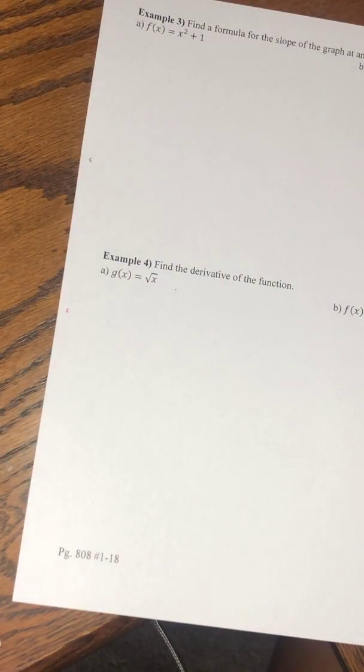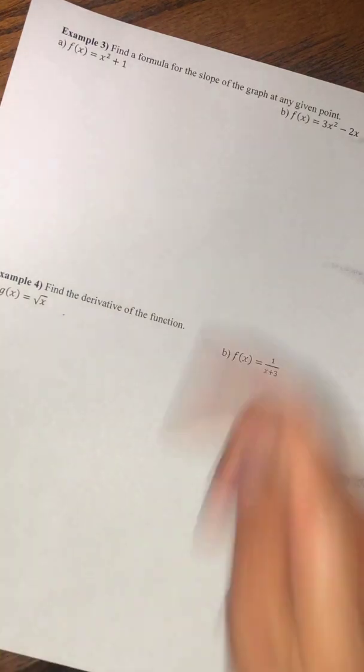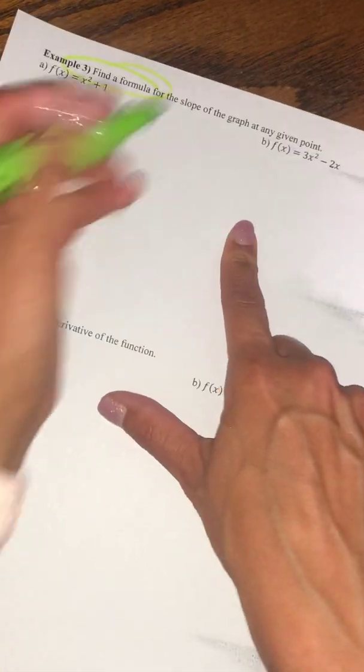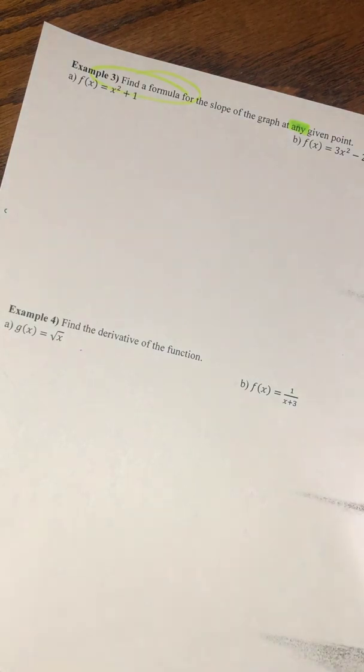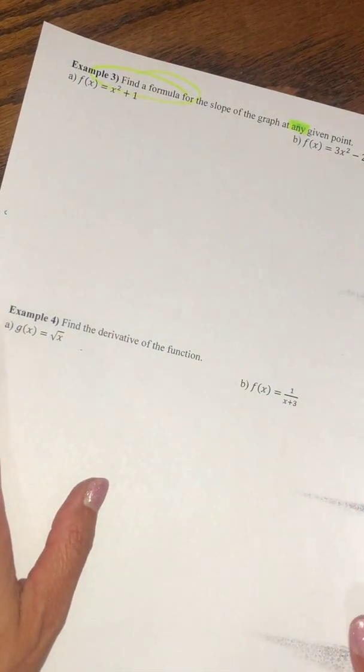All right, example 3. Okay, so what are we doing now? It says that we need to find the formula for the slope of the graph at any given point. So now we're not plugging in an x value. We're just finding the formula. So like in the last example, you know how it stopped at 2x? That would be the formula, okay? So we're basically finding a formula for the derivative, all right?